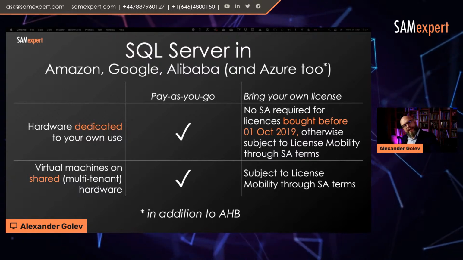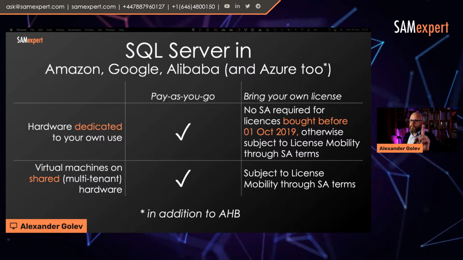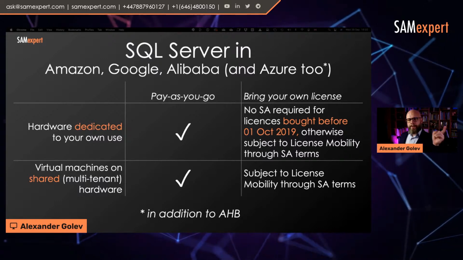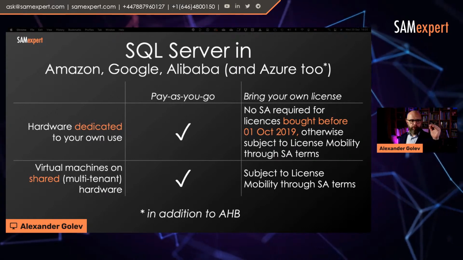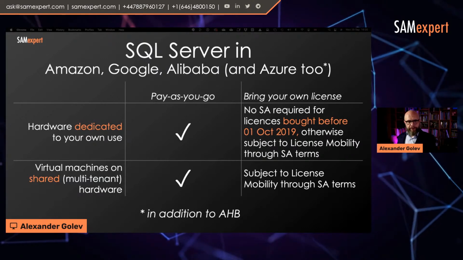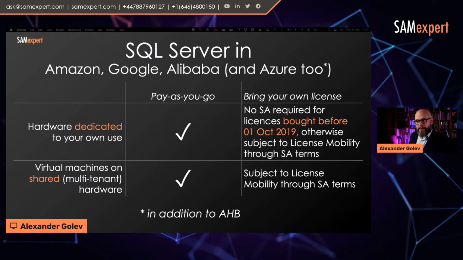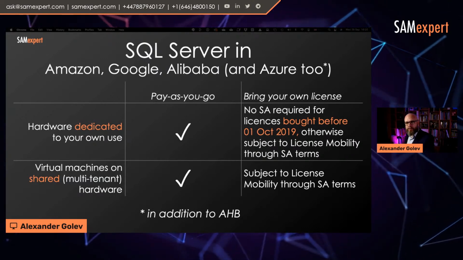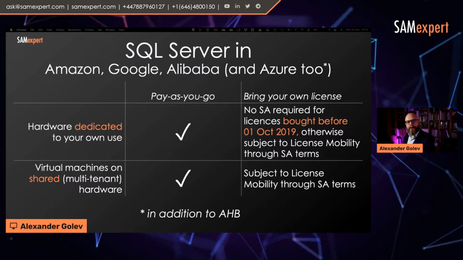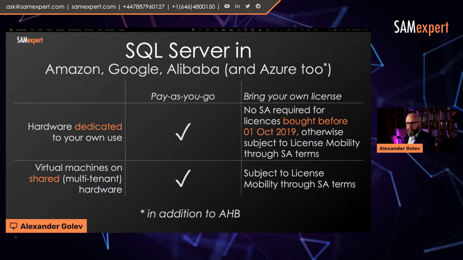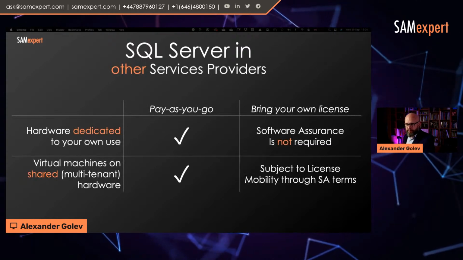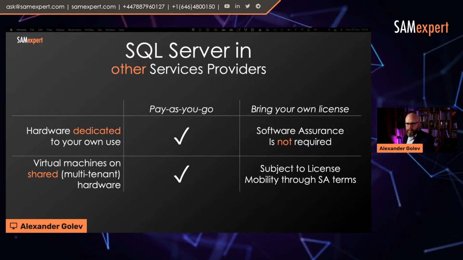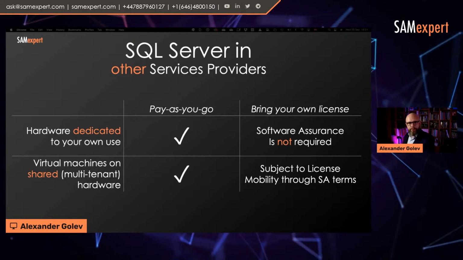If it's a more recently purchased license, then you need Software Assurance. You need to make sure the provider is a license mobility partner, and you have to fill in license verification forms. So there are specific terms about license mobility through SA on how you can bring your license to the provider. Any other service providers, not these big four providers, are a bit simpler.